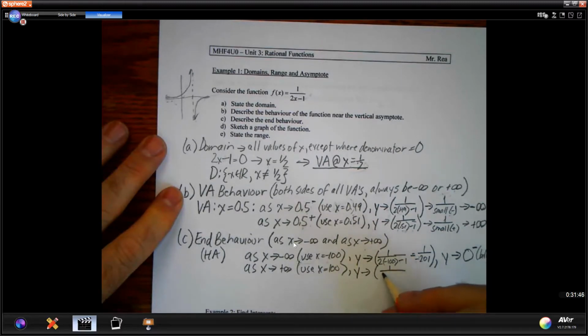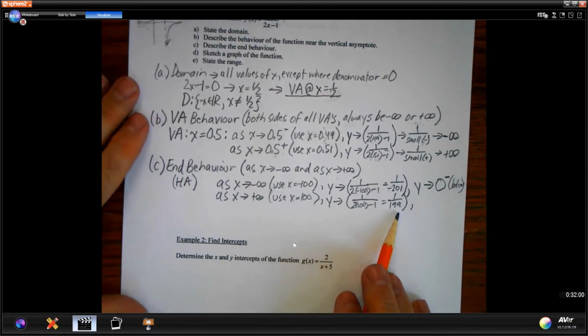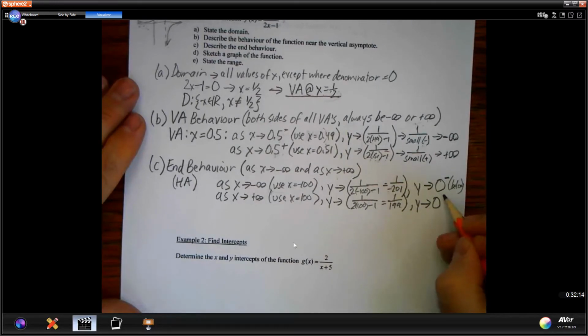So what happens when we plug in positive 100? You're going to see this is 1 over 2 times 100 minus 1. That's equal to 1 over 200 minus 1, which is 1 over 199. And again, you can see that's a really small number that's close to 0, but this time it's positive. That's the important part: we know that y will be a very small positive number. That tells us that y will be approaching from above, from the top of y equals 0.